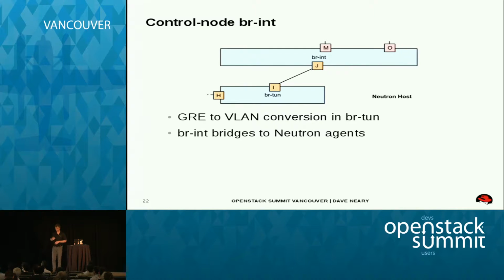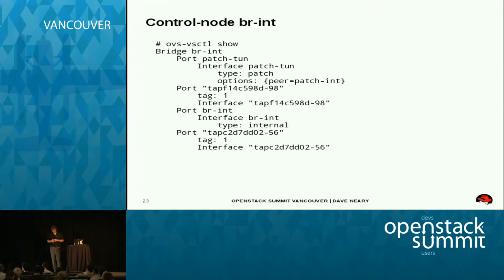The DHCP agent, the L3 agent. So if we look at the br-int, we see two tap devices here, tap F14, blah, blah, blah. That's got a VLAN tag 1, which is the same as on the other side, and tap C2D7DD, VLAN tag 1. So these are all associated with the same instance that we saw on the compute node.